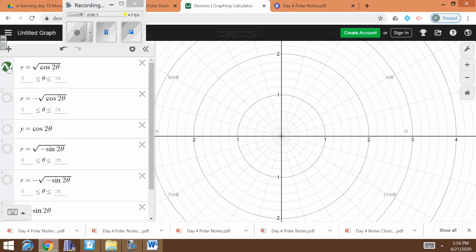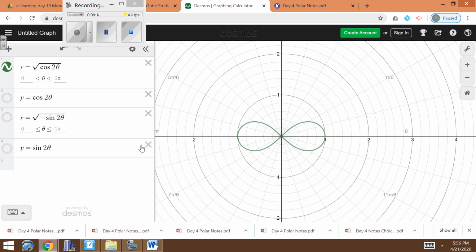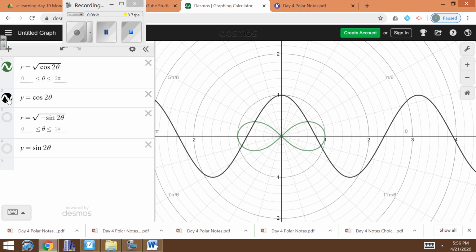So let's go back. Let's get rid of the negative ones on here just to clear it up a little bit. And let's look at r equals the square root of cosine of 2 theta, this particular graph here, kind of our figure 8, our infinity sign. So I'm actually going to compare it back to the y equals cosine of 2 theta rectangular graph.